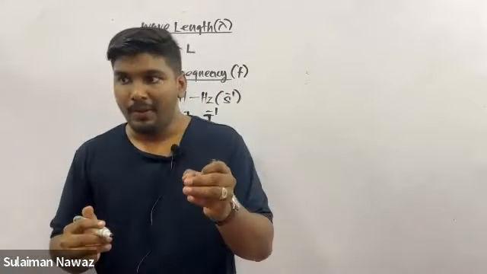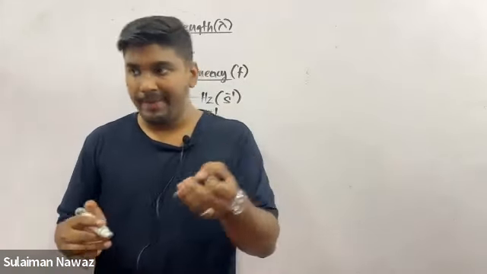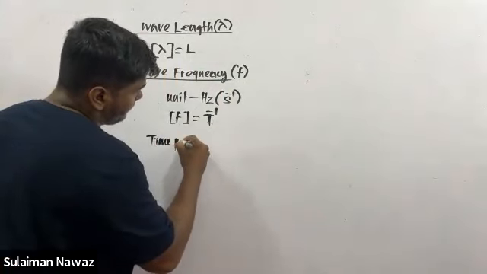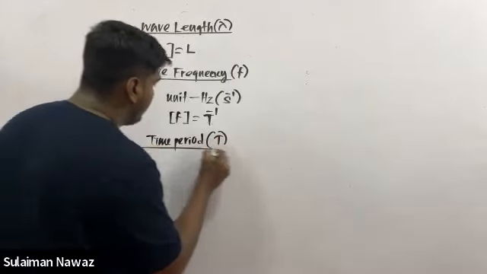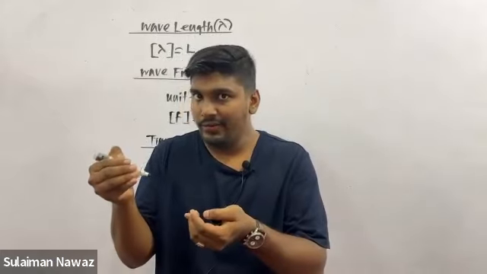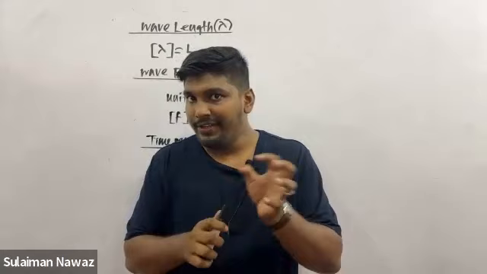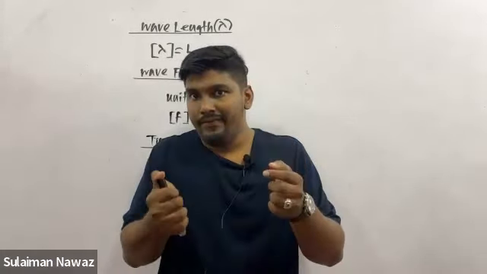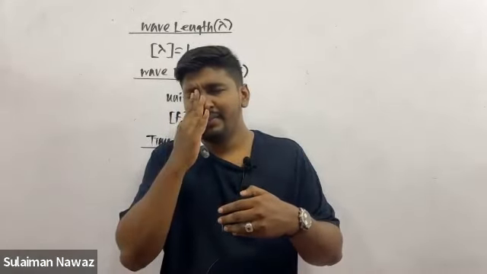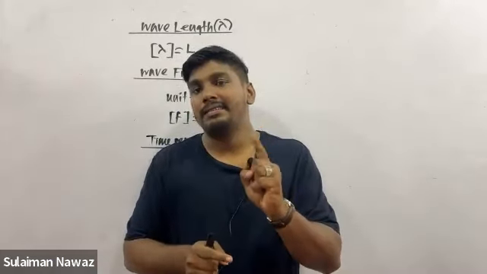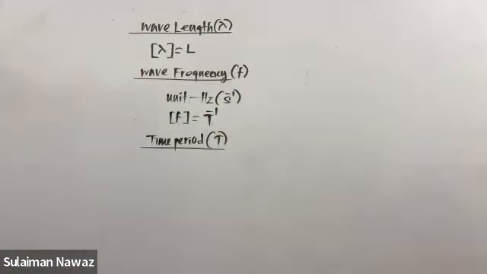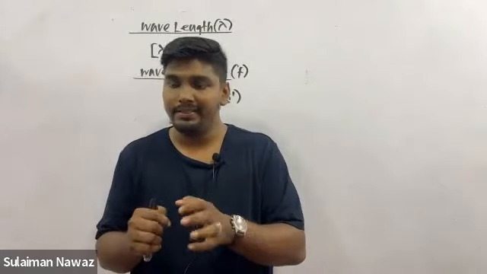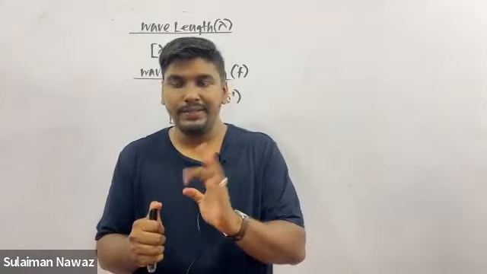Then the subtopic is time period of wave, with symbol capital T. Always understand there is a relationship between wave frequency and time period. Frequency means the number of cycles within 1 second. So what is time period? Write down: the time taken for one complete cycle or oscillation is called the time period.